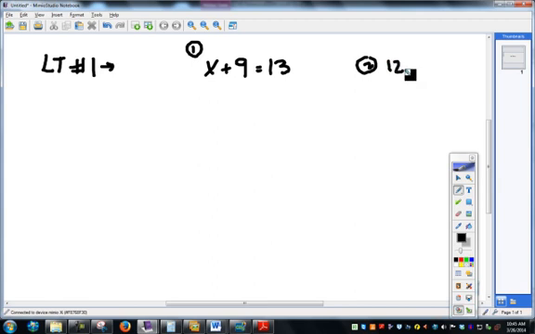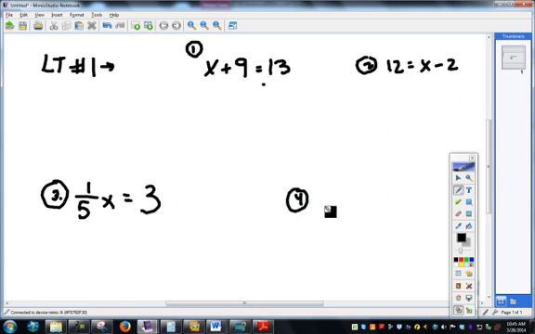Say 12 equals x minus 2. Okay, and then I'll do number 3 down here. Another solving. Let's do 1/5 x equals 3. Okay, and then we'll do another one. Number 4, we'll say it is x divided by 3 equals 8.